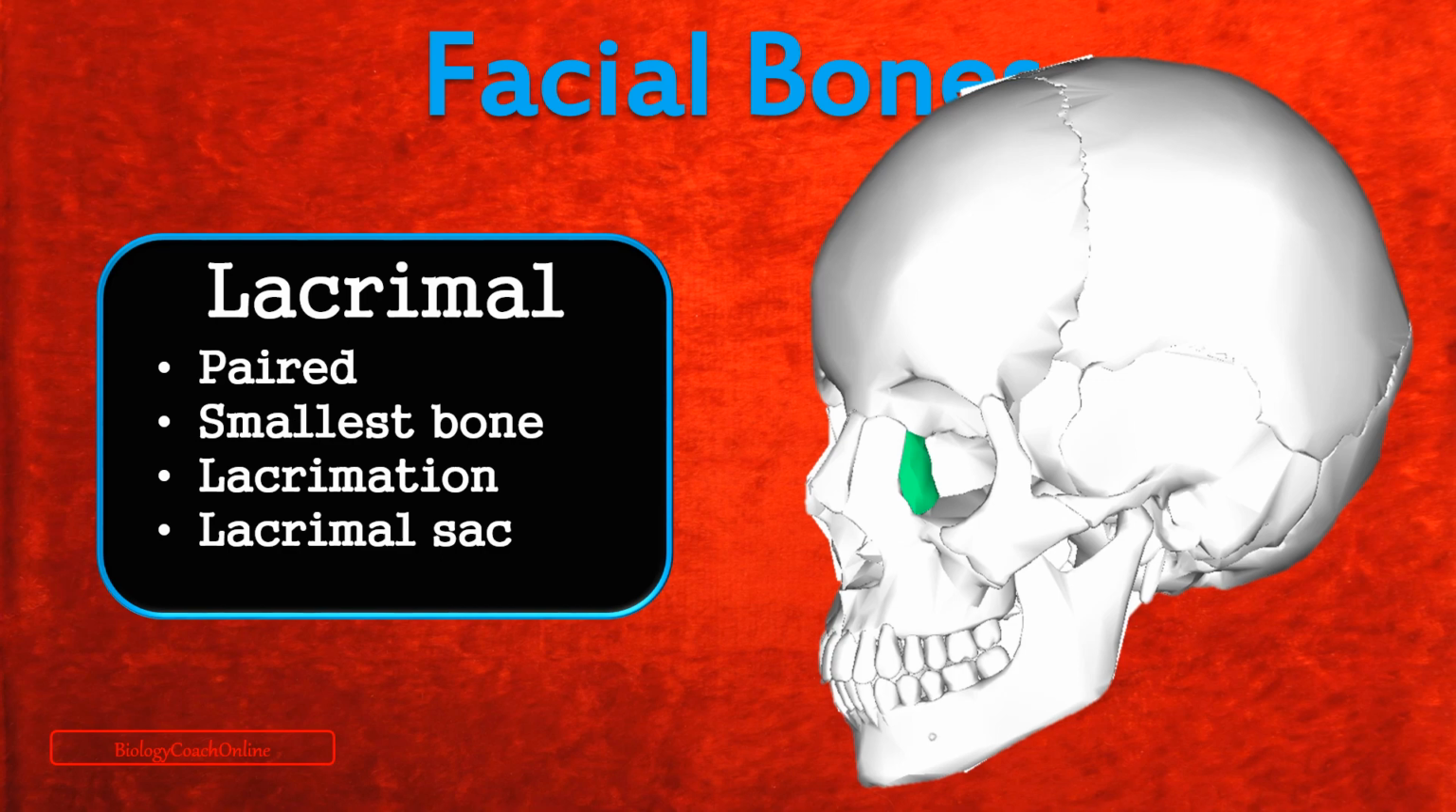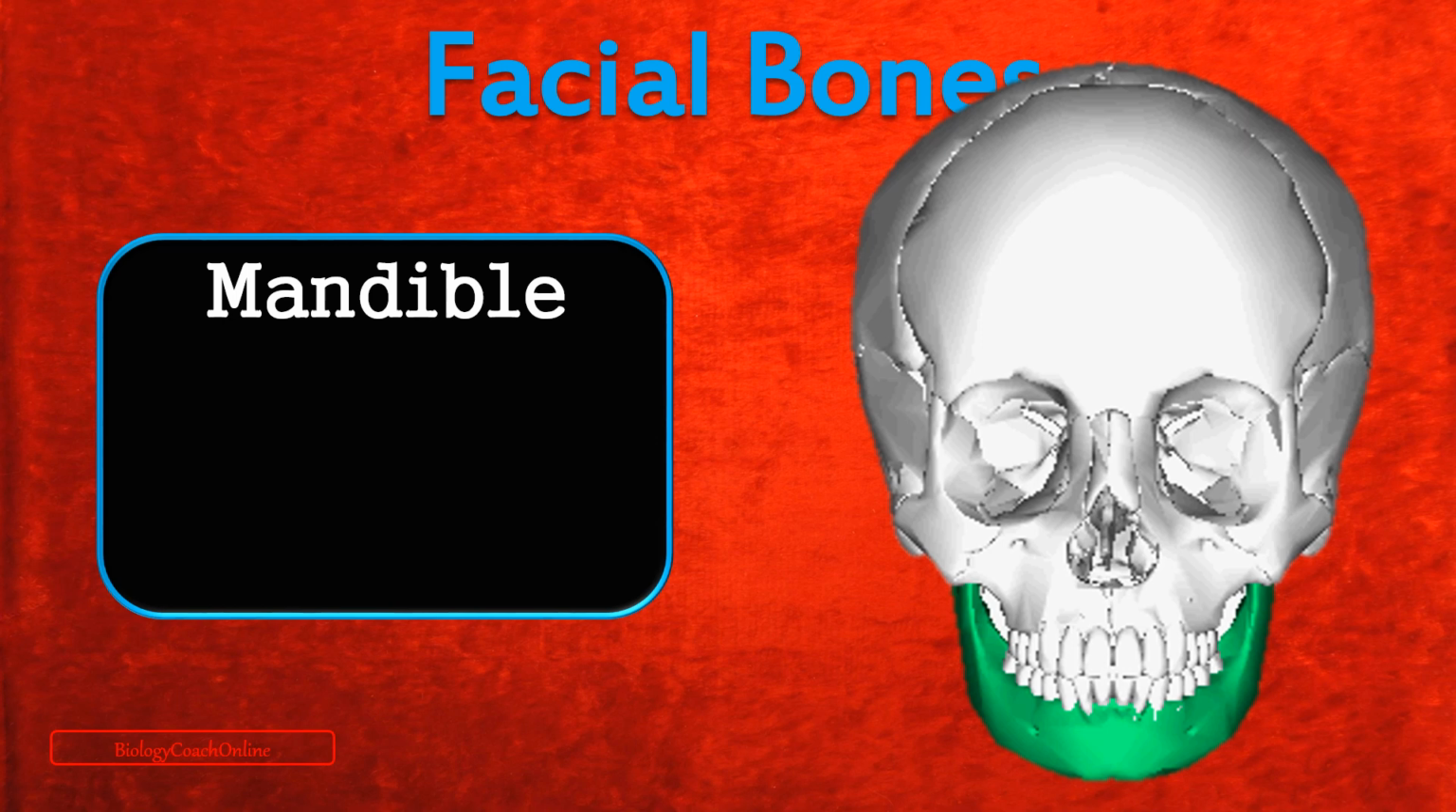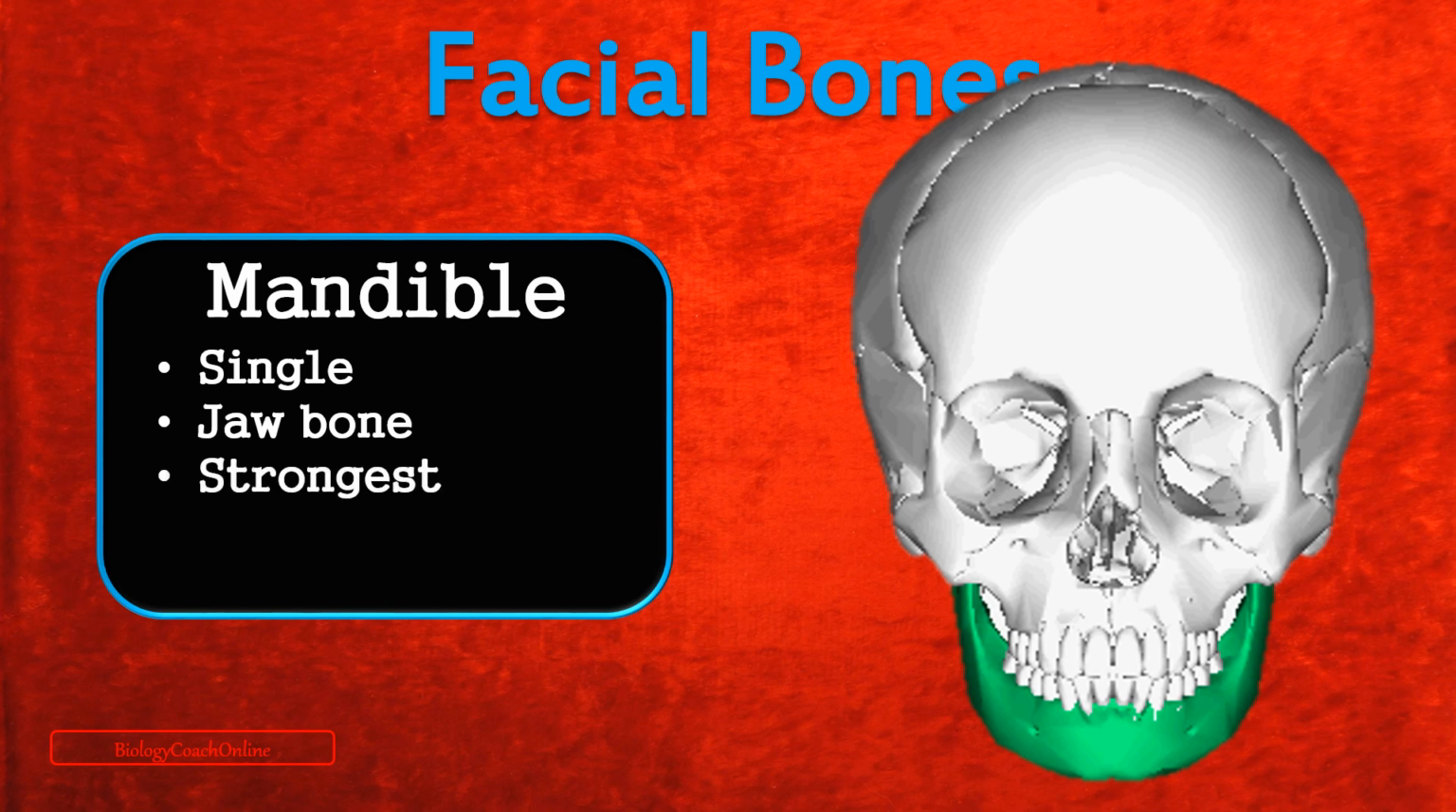Now our final facial bone and our final keystone facial bone is the mandible. Now the mandible is a single bone. It develops as a right and left, but the two sides fuse completely at the midline, so that the mandible is effectively a single bone. Now the mandible represents the jawbone, or some refer to it as the lower jawbone. It is the strongest bone of the skull, and it surrounds and supports the lower or mandibular teeth.